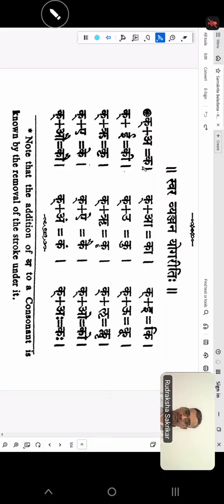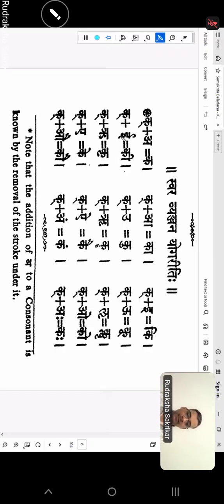So k plus a, ka; k plus i, ki; k plus u, ku. Now, whenever we read and speak, we have to keep in mind whether it is rasva or dirgha, whether it is a short vowel or long vowel. Accordingly, we have to use the timing. So a short matra is maybe 1 unit of time, and a long matra 2 units.